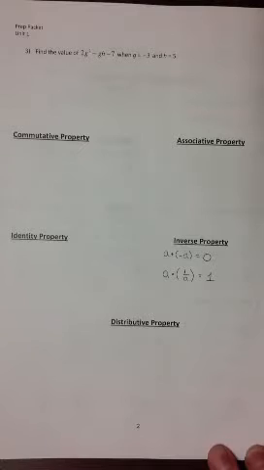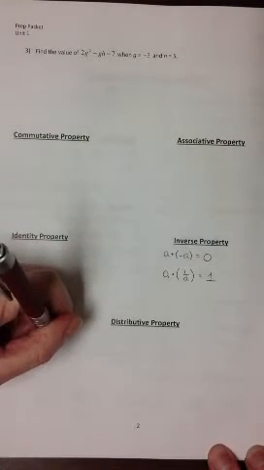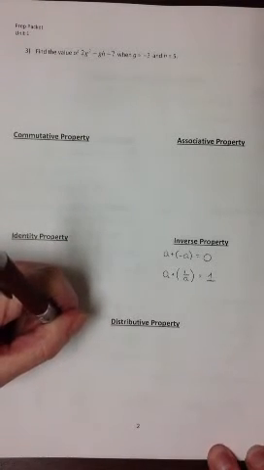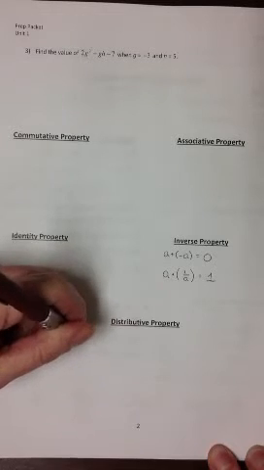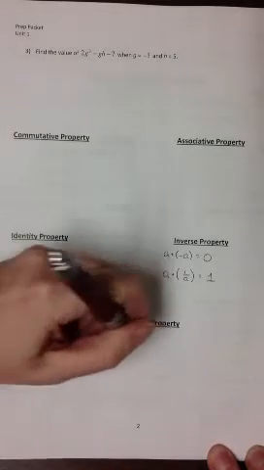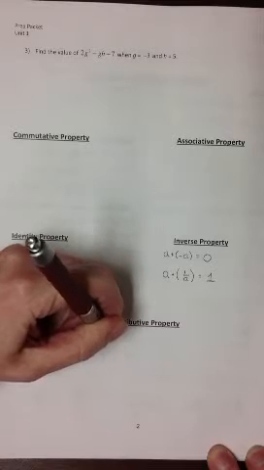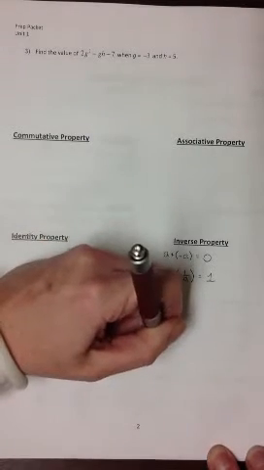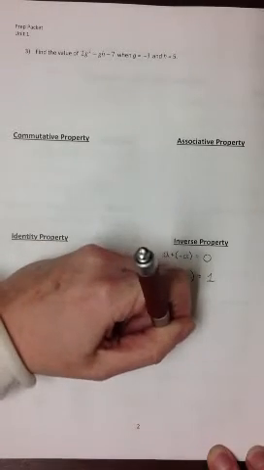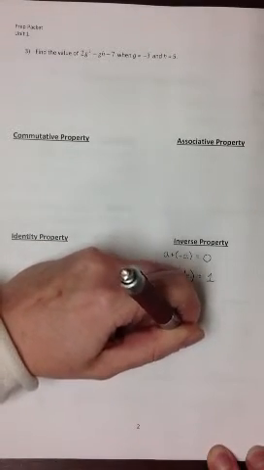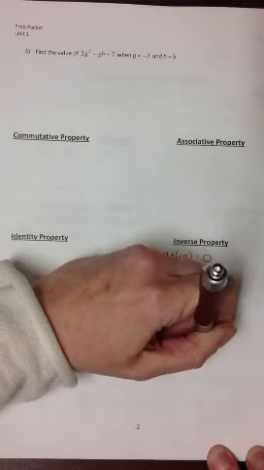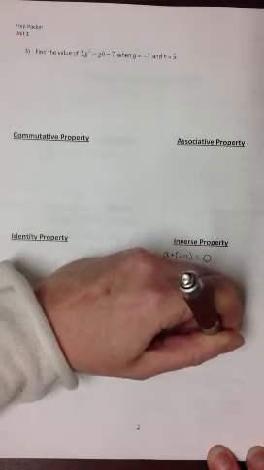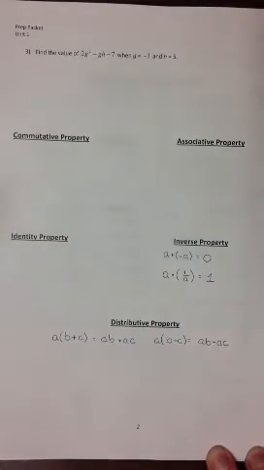Our last property to talk about is the distributive property. The distributive property says that you can distribute multiplication over addition, and you can also distribute multiplication over subtraction. So let me explain what that means.